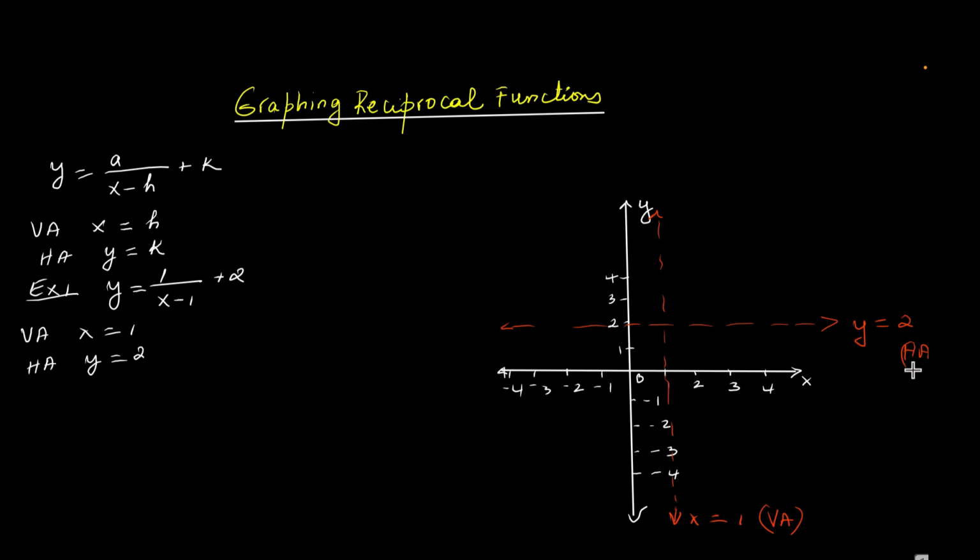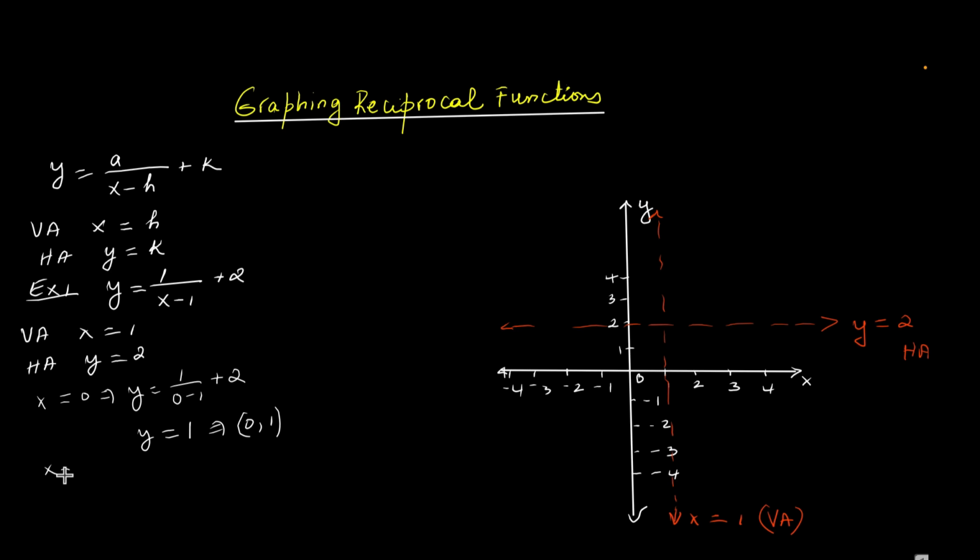Let us calculate them. To the left, x equals 0, y equals 1 over 0 minus 1 plus 2. That is 1 over negative 1 plus 2. That is negative 1 plus 2. That equals 1. The point is 0, 1.